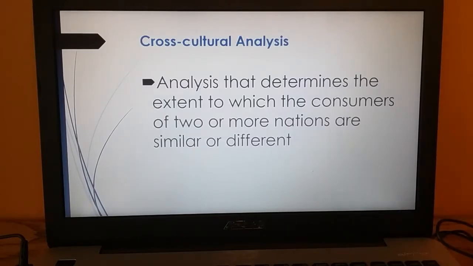Okay, so you want to do a cross-cultural analysis, and that's the analysis that determines the extent to which the consumers of two or more nations are similar or different. And from that, then you will decide whether you do the standardized or adapted or customized. Cross-cultural analysis can really provide marketers with understanding the psychological, social, and cultural characteristics of the foreign consumers that they wish to target. And then they can design effective marketing strategies for specific markets involved.